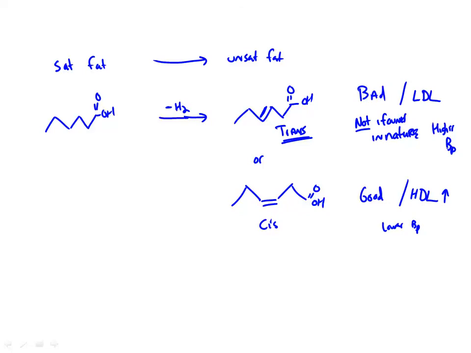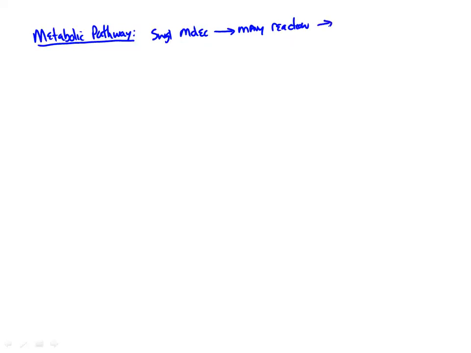Here's one of those broad concepts that we introduced in this chapter, but actually takes place in all the chapters. What is a metabolic pathway? What we generally mean is that we start with a single molecule that, through many reactions, becomes what we want.